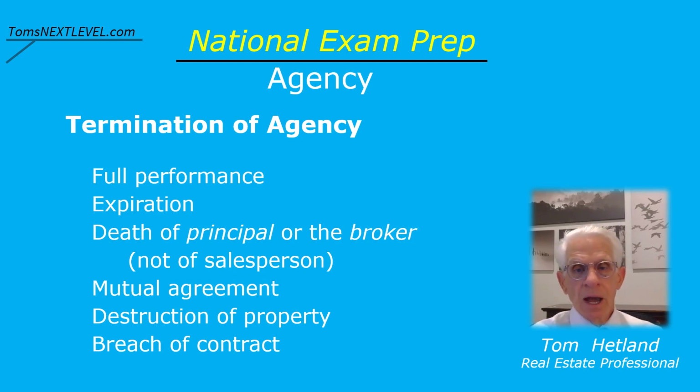About termination of agency, notice it says death of a principal or the broker. Who's the principal? It's the client. So that's the client, either the seller or the buyer client. If the seller or the buyer that's under contract dies, then the contract is terminated. What if your broker dies? What if your broker is killed in a car accident? What happens to that agency agreement? It's terminated. It's over. Notice below in parentheses it says not of the salesperson.